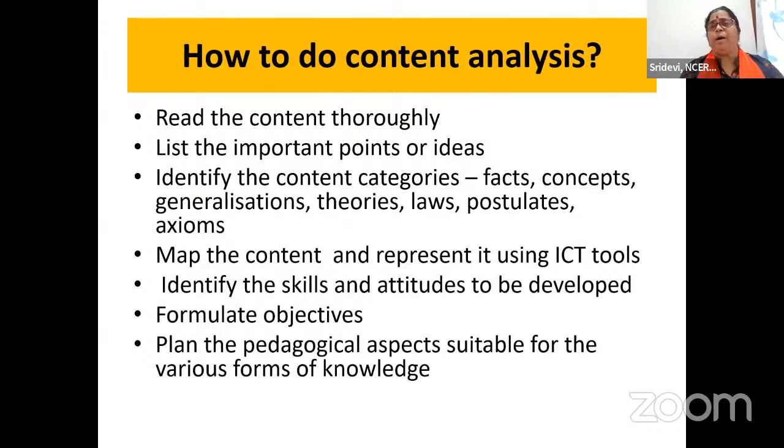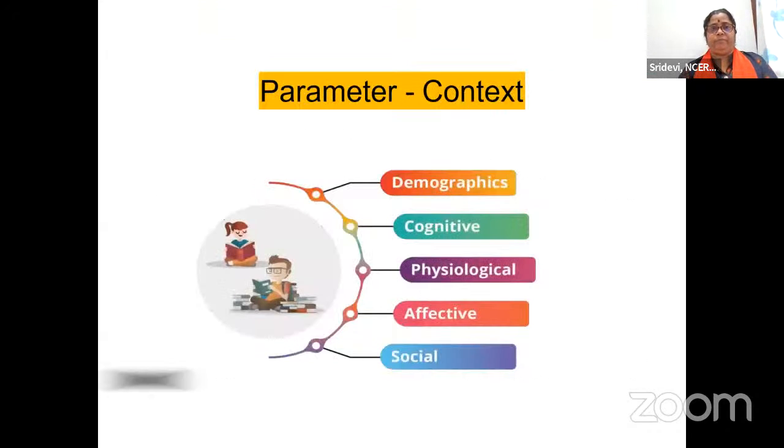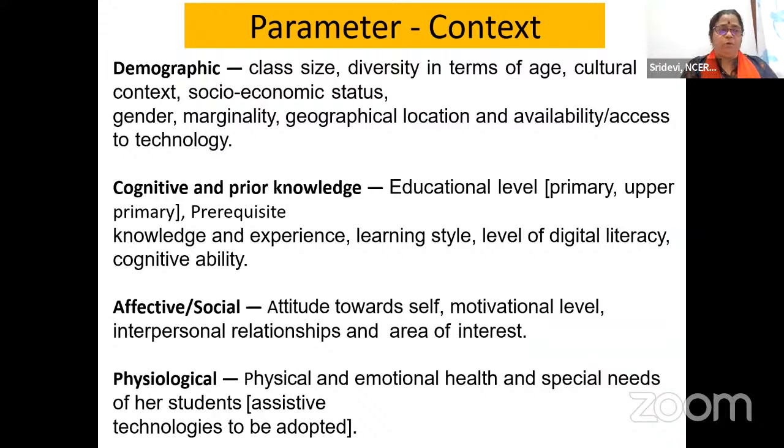So this is the first part, that is content knowledge. Every teacher has content knowledge, so it is essential to analyze the content that you're going to teach as the first step. And then the next one is context. When I say context, in which context are you teaching? Whom are you teaching, and what is the context in which you are teaching? So demographic, cognitive, physiological, affective, and social parameters are there. Let us try to understand one by one.